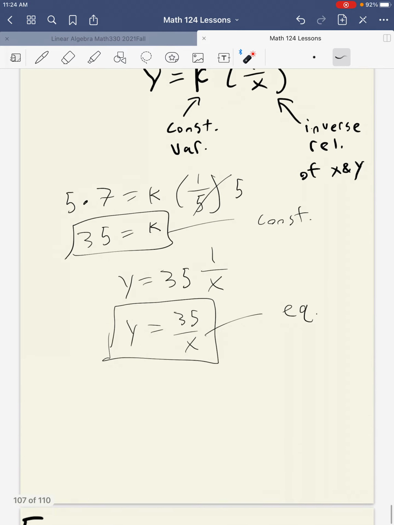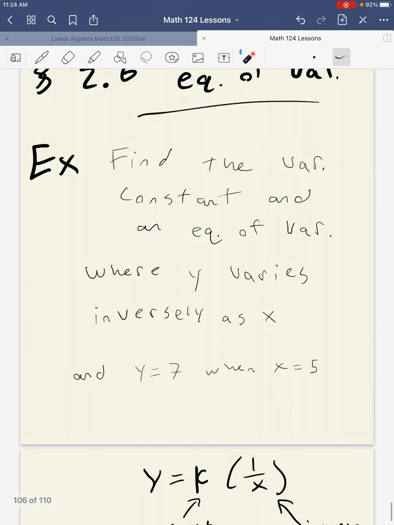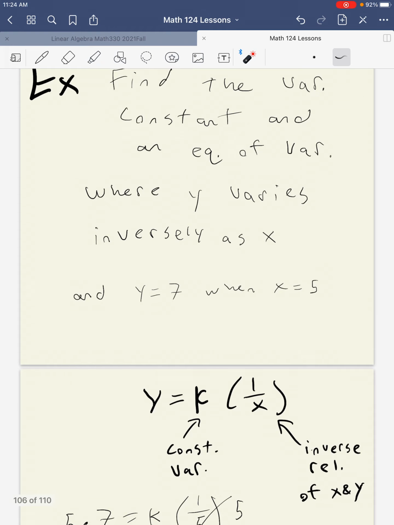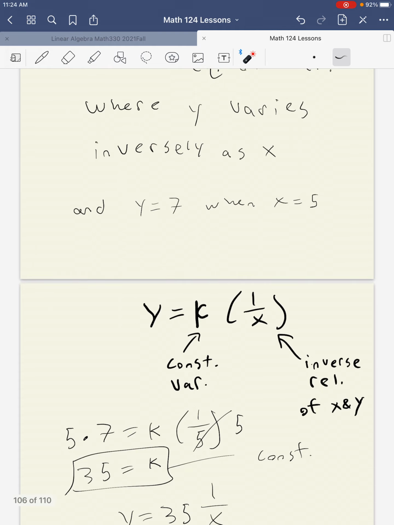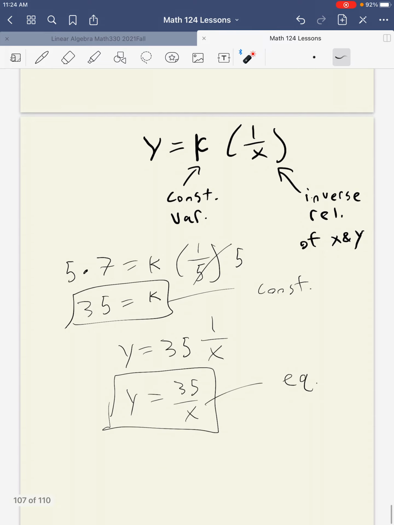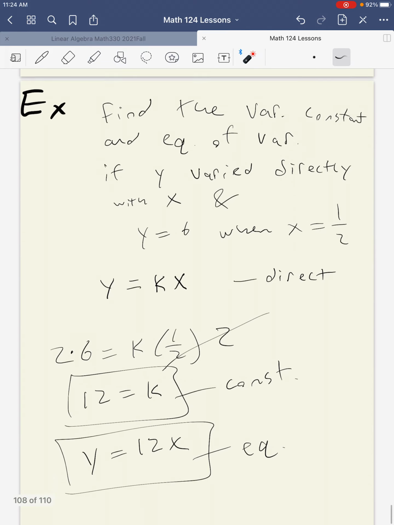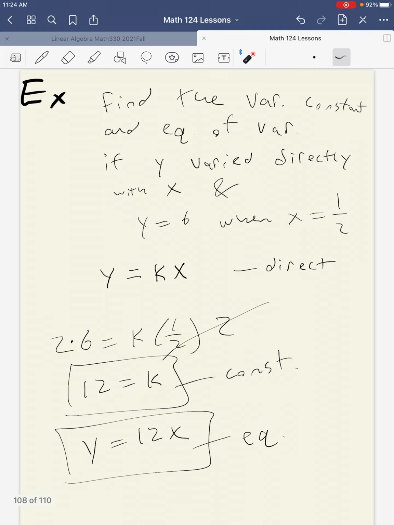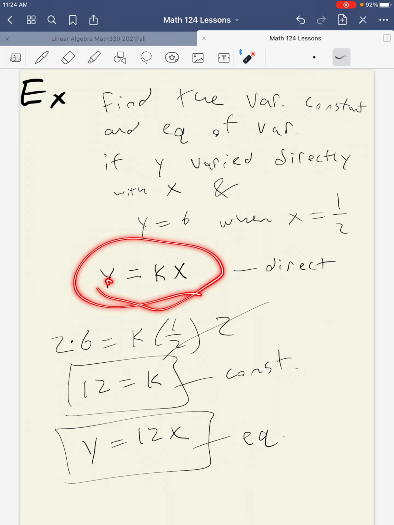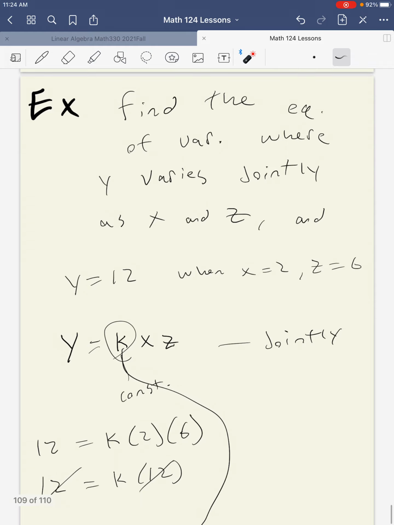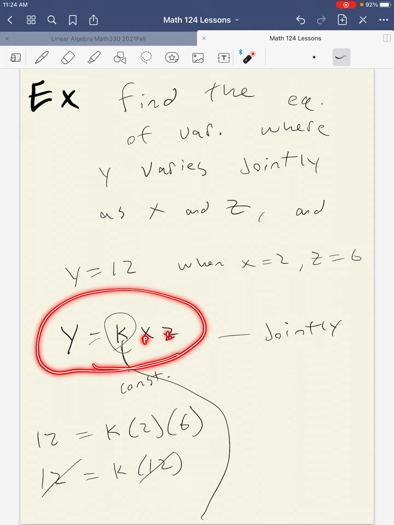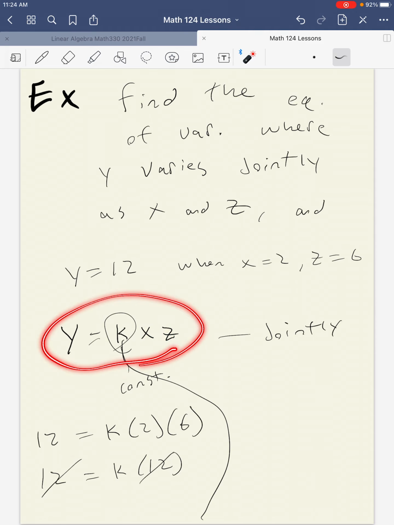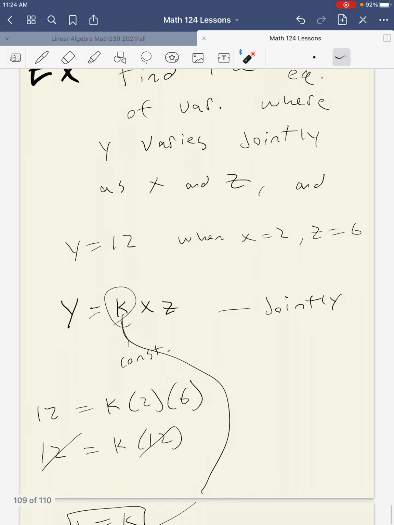Okay, so to recap this lesson, we can deal with an inverse variation, which has this form, and just plug in the numbers to find the constant. We could deal with a direct equation that has this form, and then just plug in the numbers to find the constant. Or if we have another variable, we could do this joint variation, and then we just plug in the 3 numbers to find the constant.